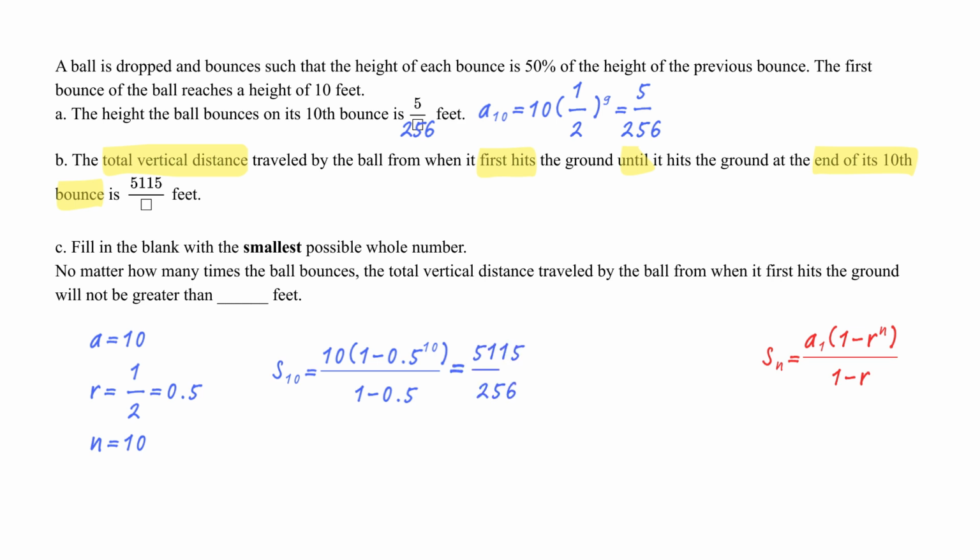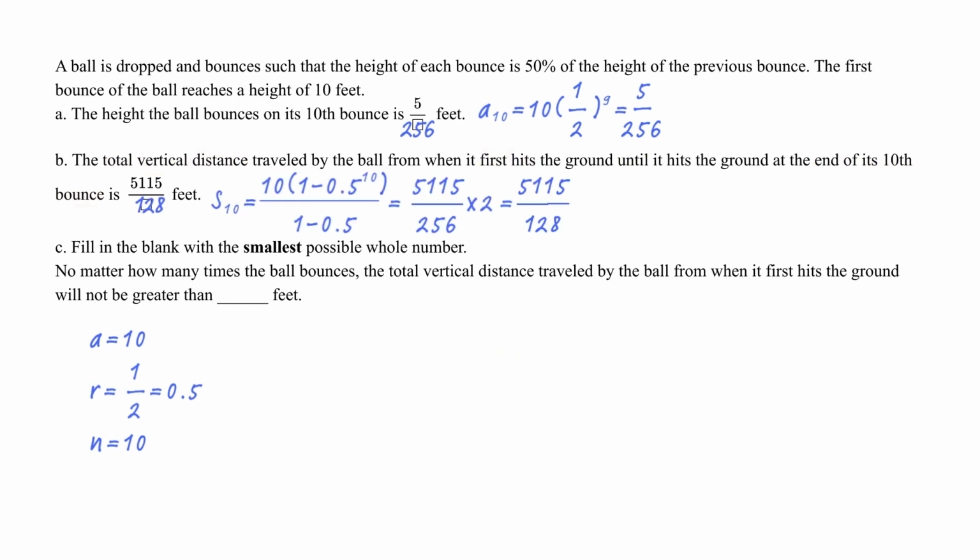So, S sub 10 equals 10 times 1 minus 0.5 to the 10th power, all over 1 minus 0.5. This is equal to 5,115 over 256. Since the ball travels up and down, as we mentioned earlier, we double this sum. So 5,115 over 256 times 2 equals 5,115 over 128. Therefore, the denominator for part B will be equal to 128.